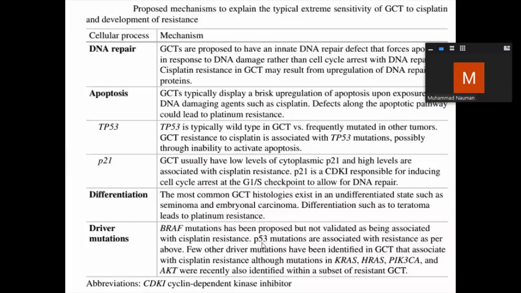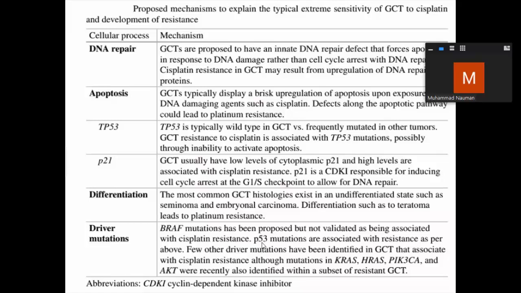And number three, TP53. TP53 is the gene which produces the wild type P53 protein in germ cell tumor. Firstly, this gene is frequently mutated in other carcinomas. And germ cell tumor resistance to cisplatin is associated with the mutation in TP53 and P21. Germ cell tumors usually have a low level of cytoplasmic P21, and high levels are associated with cisplatin resistance.